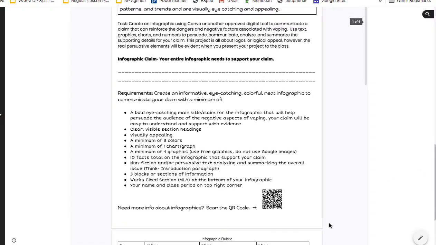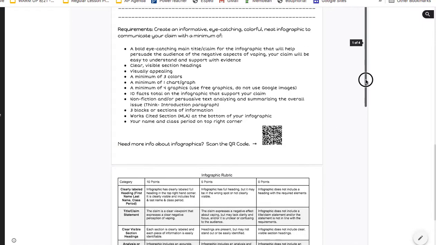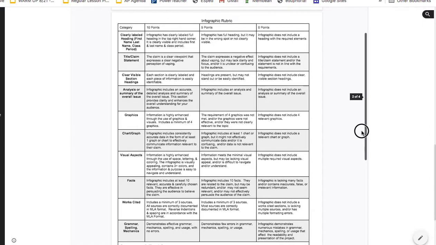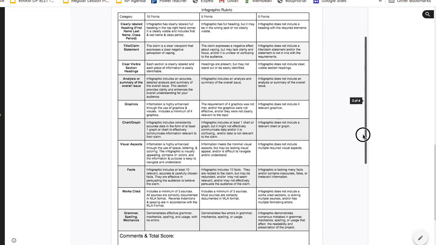On your handout, I've got some information about infographics. You're going to be going through stations today. You're going to get this information, but if you want to scan that QR code, it will take you back there as well. The next thing that I want to draw your attention to is your infographic rubric.